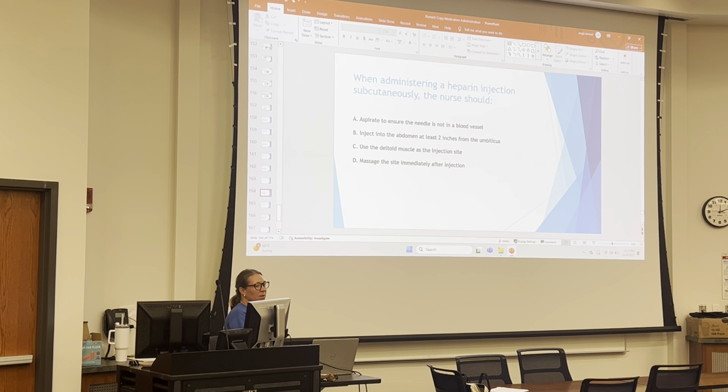Okay, this one is B. We know A is wrong because I just told you we don't aspirate. That's an old thing. Inject into the abdomen, is the abdomen a sub-Q site? Yes, it is. At least 2 inches from the umbilicus, which is the belly button. Does that match up with what I said? I said stay away from it. So I think that's right.